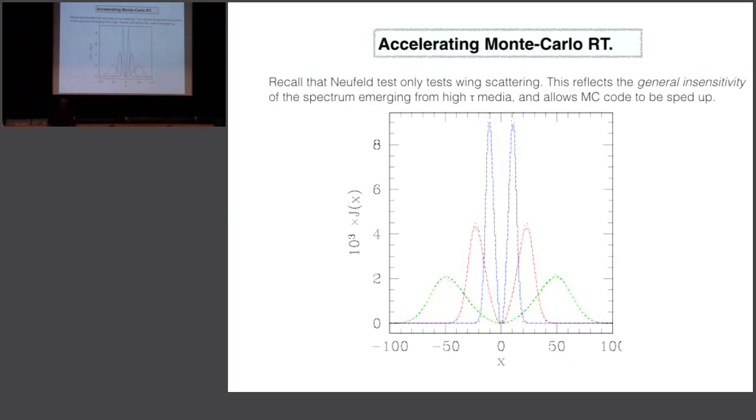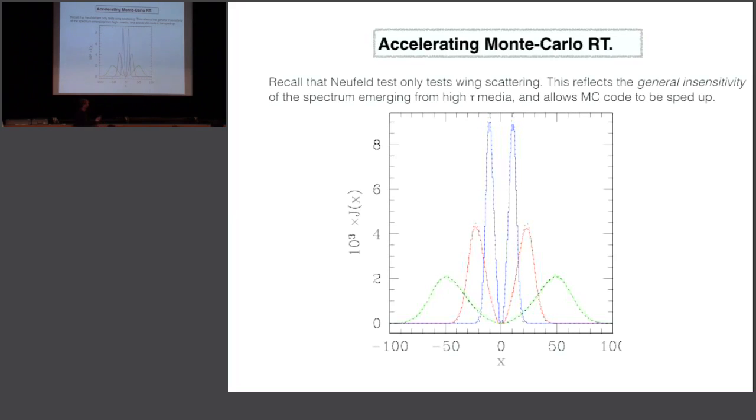So I already was hinting at this. The fact that Lyman-alpha spectra from optically thick media are generally very insensitive to core scattering. Right? So the fact that spectra emerging from optically thick media are so insensitive to core scattering gives us an opportunity to actually speed up the code.